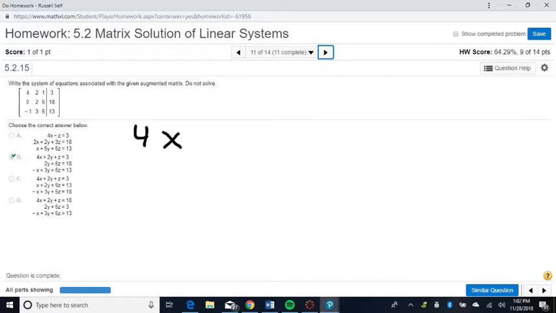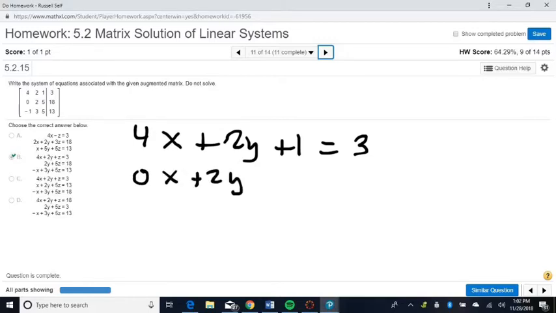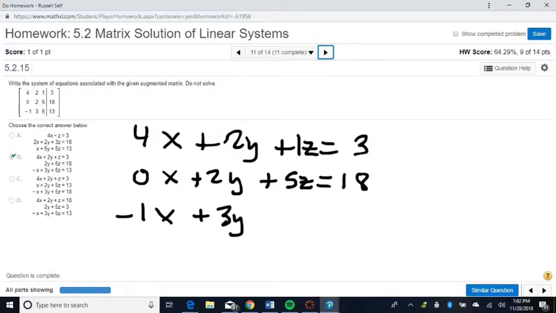So it's 4 x's plus 2 y's, excuse me, because you've got to have the pluses and minuses back in, equals 3. Then it's 0 x's plus 2 y's plus 5 equals 18. Oops, sorry, I'm leaving off my z's for some reason. Okay? And then finally, it's -1x plus 3 y's plus 5 z's equals 13.